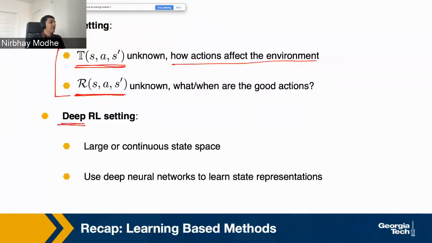And the setting of deep reinforcement learning comes into play when we need function approximation, for example when there is a large or continuous state space. The examples I gave last time were of chess, where the state space is just very large, or when you're processing images in games like Atari, where you need a convolutional neural network to understand the image in the first place and then take actions or predict Q values based on that understanding. So in that case, we'll use deep neural networks to learn state representations, and I'll get to that today in some of the algorithms.